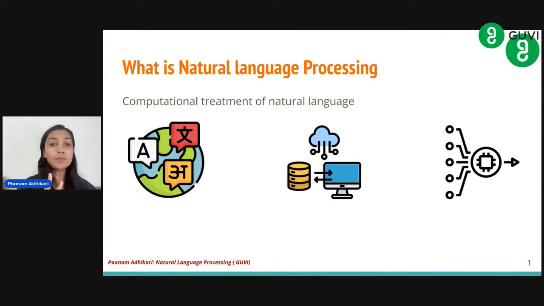Now, the second problem that we are having is how we will make sure that the computer is understanding whatever a human is speaking. Further, the next challenge in front of us is we would like to analyze that natural language and draw useful insight from it.